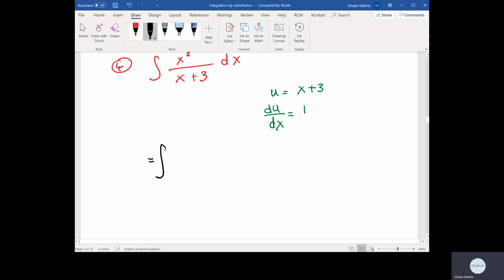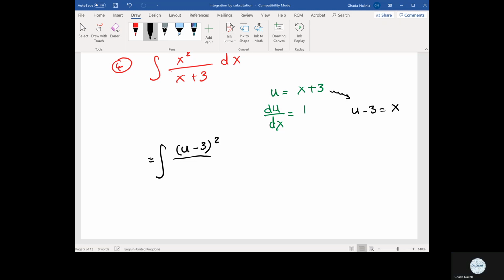So we're integrating. Let's put everything in terms of u. X squared, right? Okay, we're going to need to do a little bit of manipulation here. So let's find x and then square it. So in this case, u minus 3 is equal to x. Subtract 3 from both sides. So x is u minus 3. So for x squared, it will be u minus 3 all squared. And then the denominator is x plus 3, which is u. du.